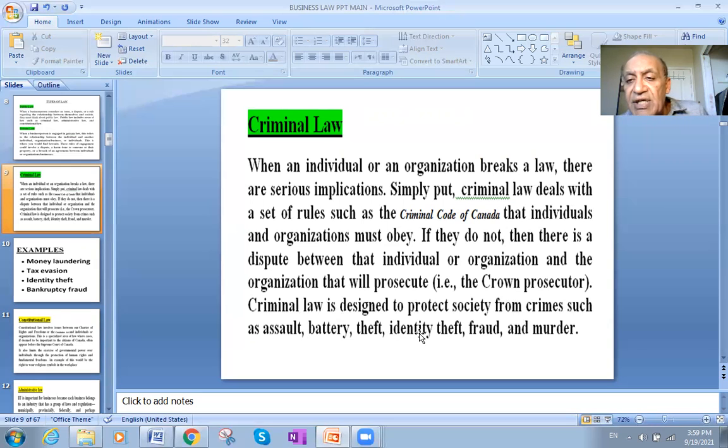We will mention each of them in brief in the next pages. This last sentence is very important because it sums up all of the above: criminal law is designed to protect society from crimes such as assault, battery, theft, identity theft, fraud, and murder. Those are the ways in which criminal law protects society.